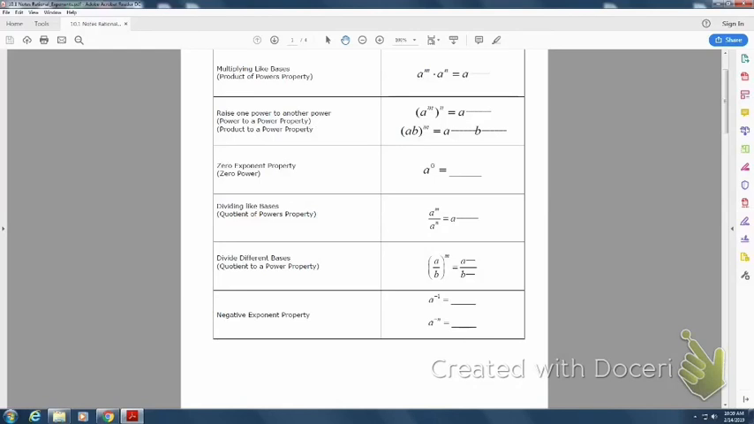X what? Cubed. Because 1 plus 2 is 3. Whenever you multiply like bases, you add the exponents. Okay. So whenever you multiply like bases, you add the exponents. So common sense would tell you, whenever you divide like bases, what are you going to do with the exponents? Subtract them.